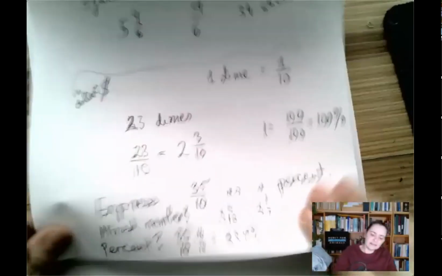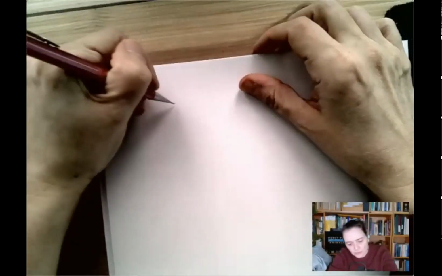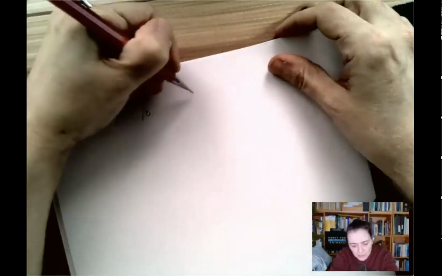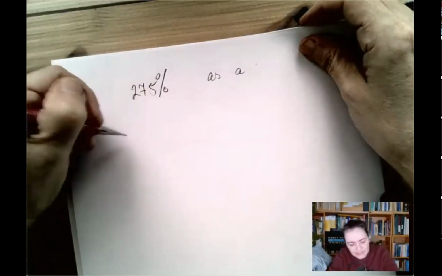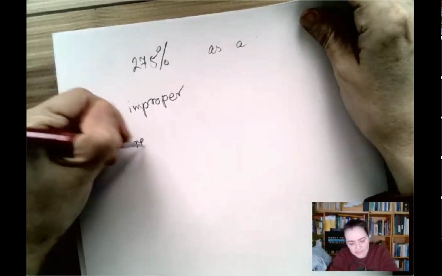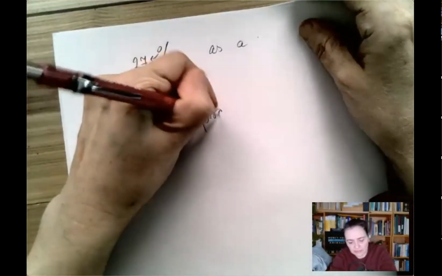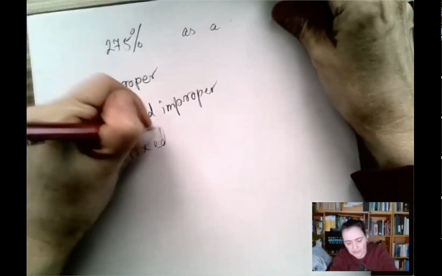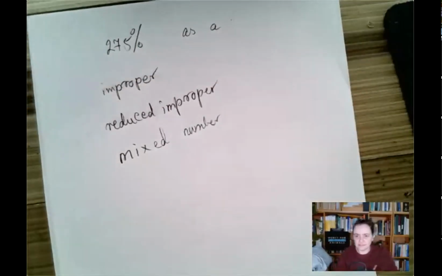Now let's see, let's express 275% as a mixed number. I guess, no, as first an improper fraction, as a reduced improper fraction, and you can always stop there for me, and then as a mixed number. I think that's the logical order. 275%.